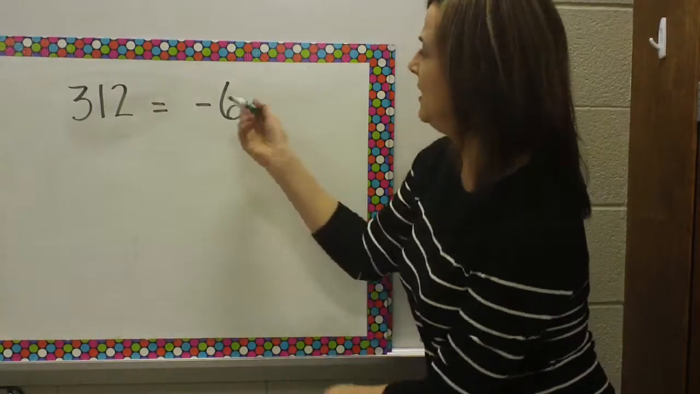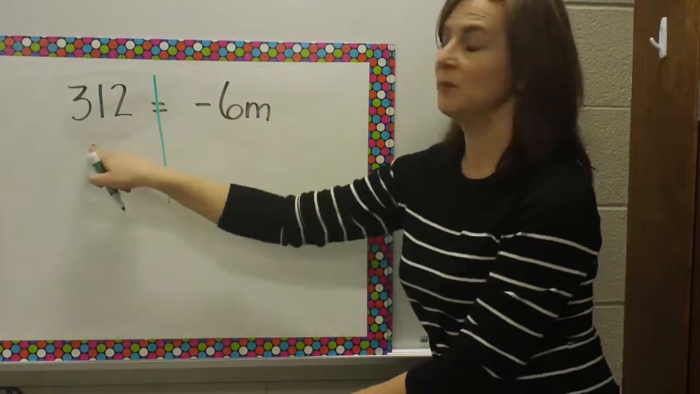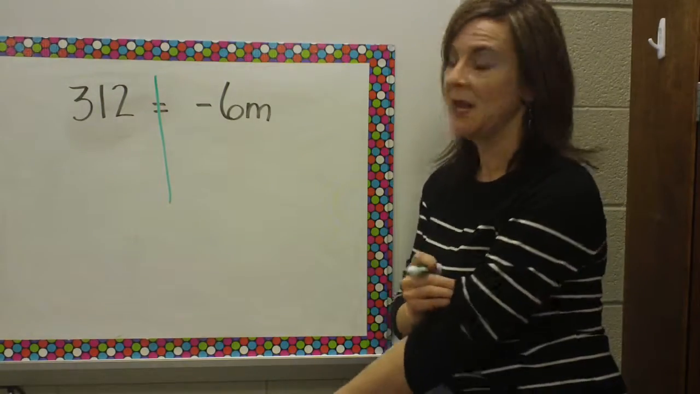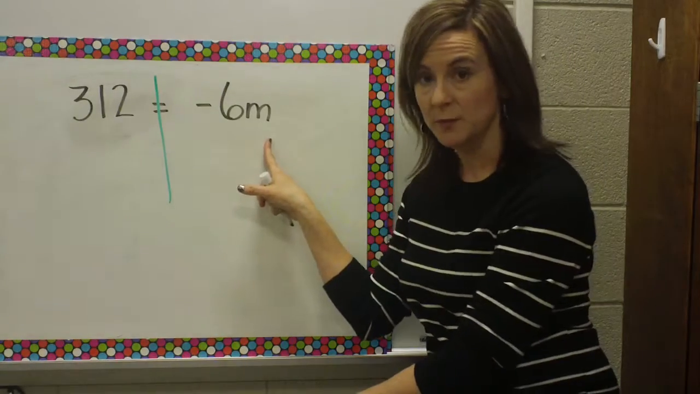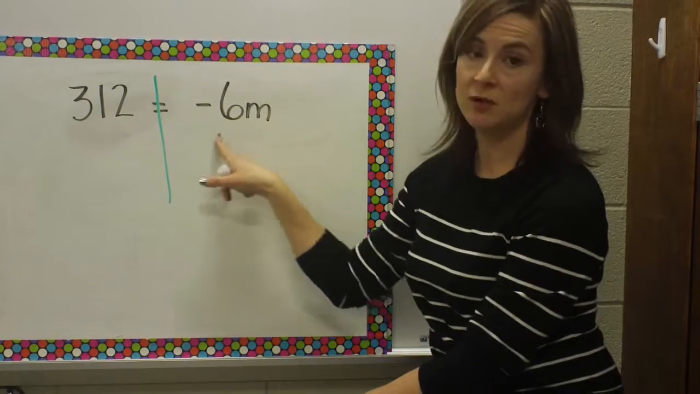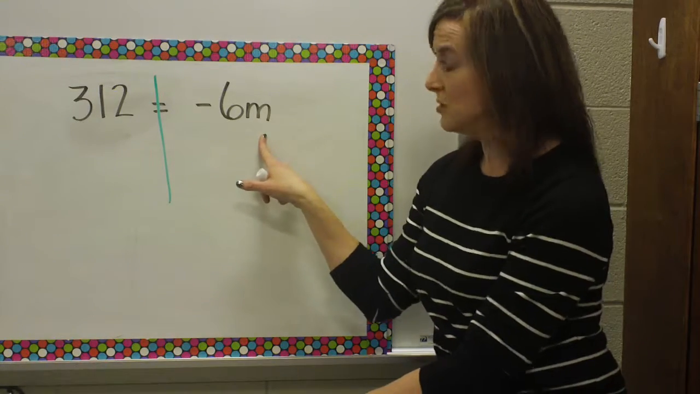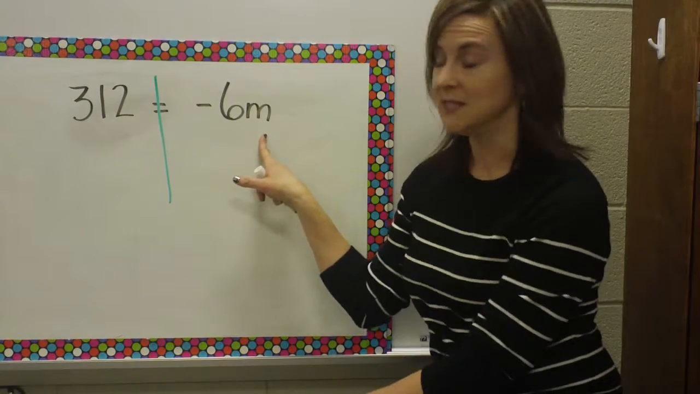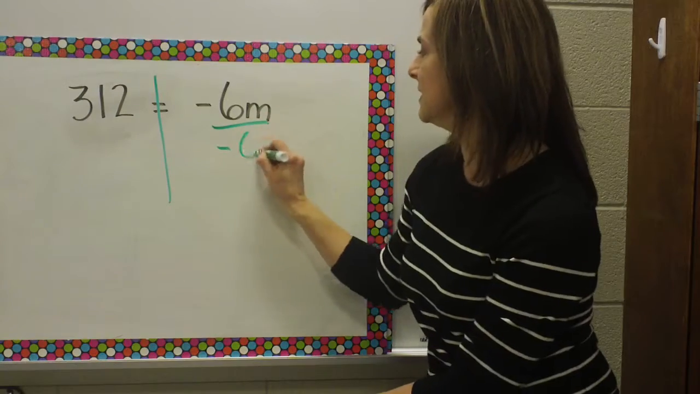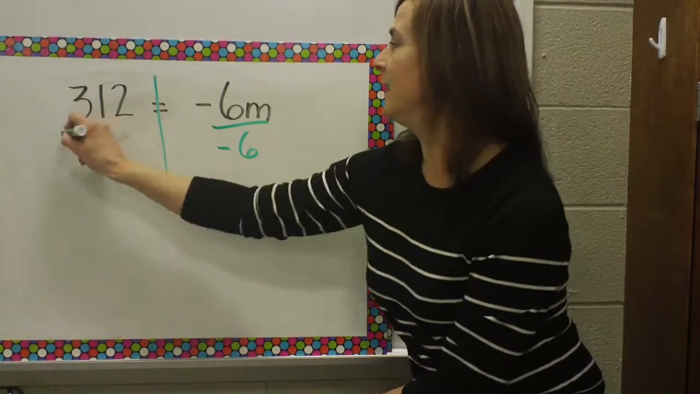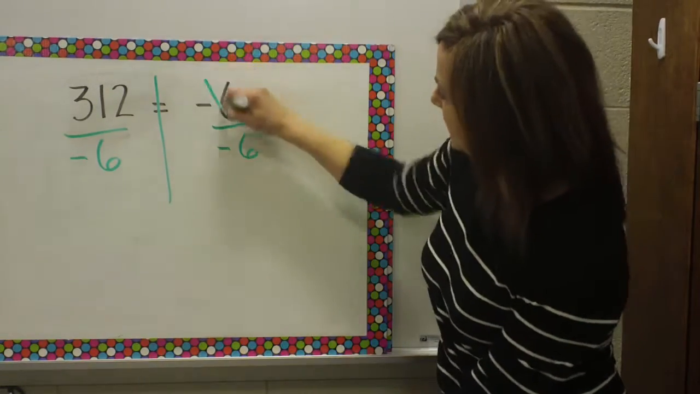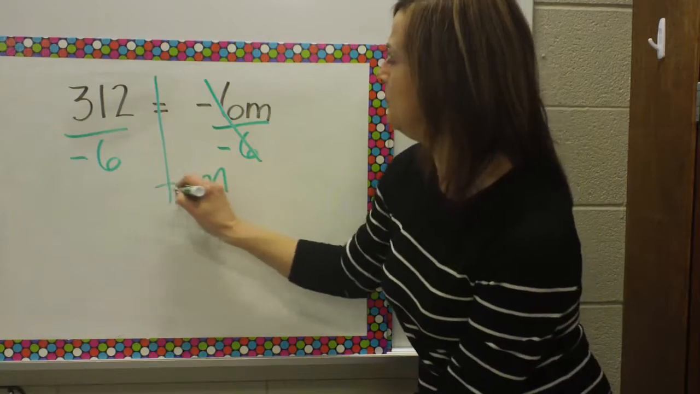Here I have an equation. Again, notice how the variable can be on either side. I have 312 equals negative 6m. I'm going to focus my attention on the side with the variable. And then I'm going to think, what's happening to the variable? In this case, it's being multiplied by negative 6. So to get m by itself, I do the opposite. The opposite of multiply by negative 6 is divide by negative 6. Whatever I do to one side, I have to do to the other so that it remains equal or balanced. I know that this is going to cancel out and just leave me with an m.